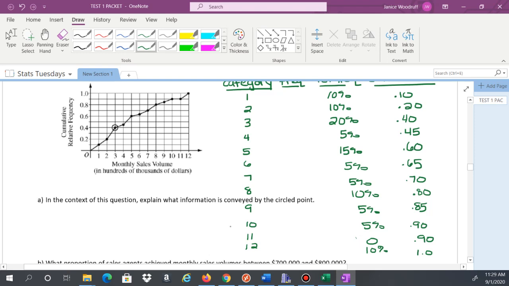But if we can answer the questions, let's see. In the context of this question, explain what information is conveyed by the circled point. So if I look at the circled point, you're at 3. So that would be a monthly sales volume of $300,000.